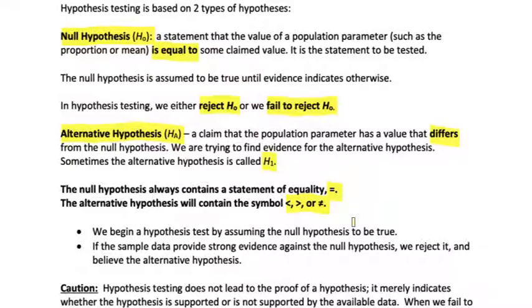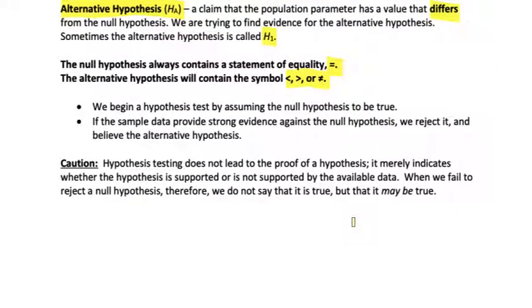So when we are doing a hypothesis test, we begin by assuming that the null hypothesis is true, and then we look at our sample data and see if they provide evidence against the null hypothesis. If the evidence is strong enough, we reject the null hypothesis, and we can say that we have evidence for the alternative hypothesis. We can't prove that the alternative hypothesis is true. All we can say is that there's evidence supporting the idea that it is true.